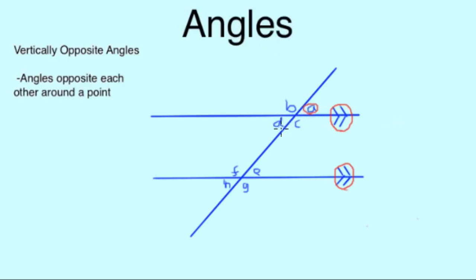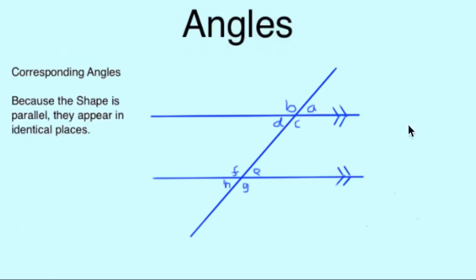A and D, as they appear here, are equal angles as they are vertically opposite, which also means B and C are, as well as F and G, and H and E. Corresponding angles are also equal. We can see this because the intersecting line crosses these identical lines at the same angle, which means they will also be the same angle.